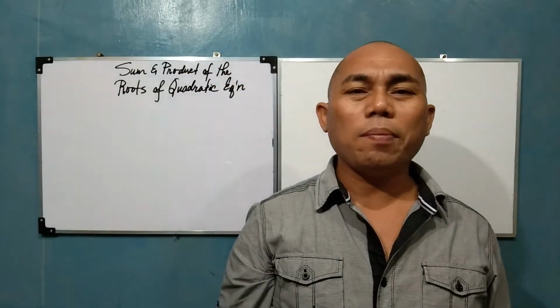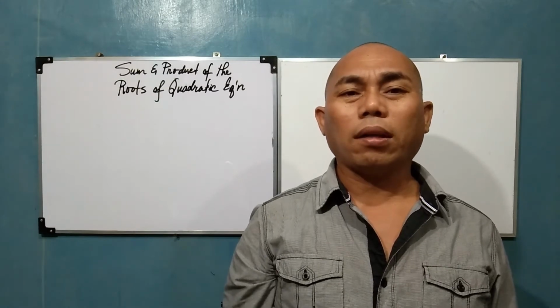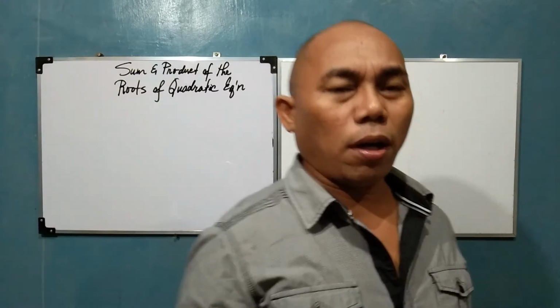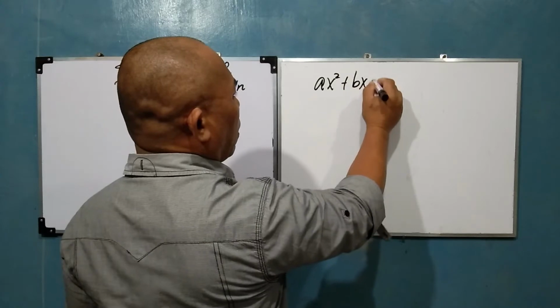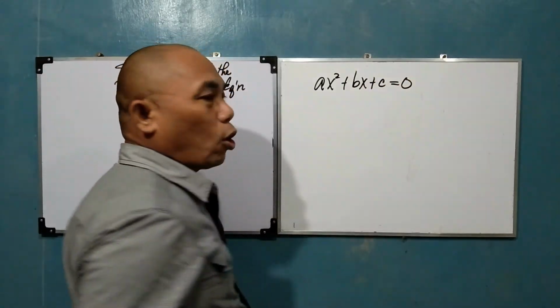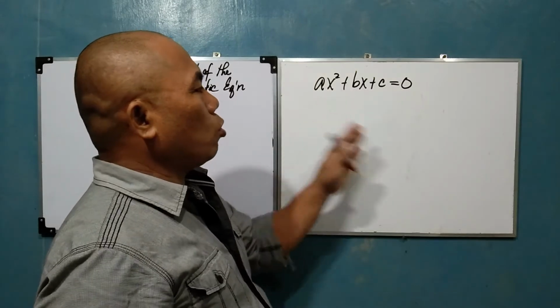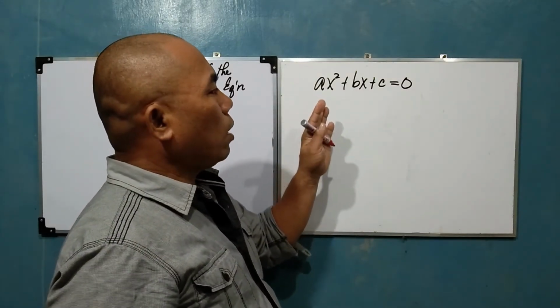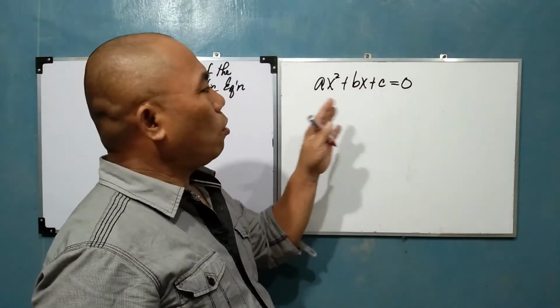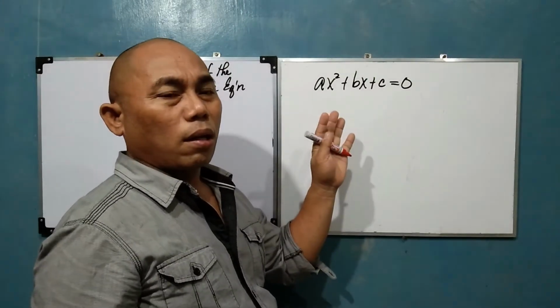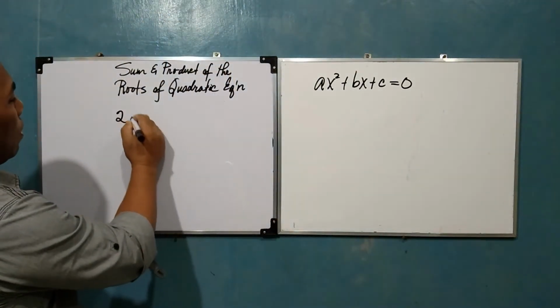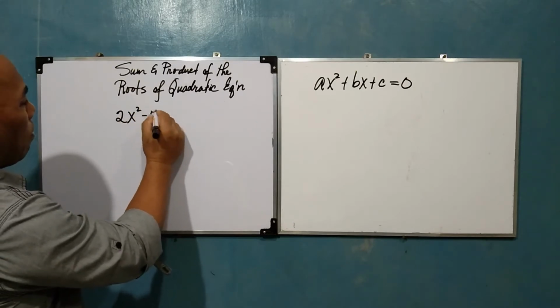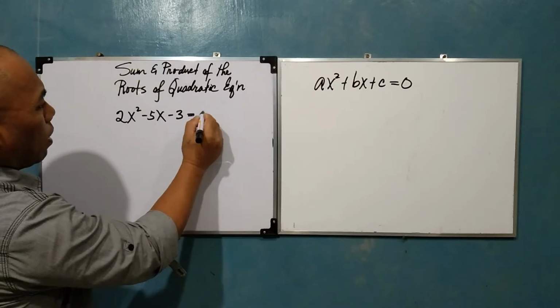This time, I'll discuss the sum and product of the roots of a quadratic equation. Let's recall the quadratic equation of the form ax squared plus bx plus c equals 0. I'll teach you how to determine the sum and the product by just looking at the given quadratic equation. For example, if you have 2x squared minus 5x minus 3 equals 0.